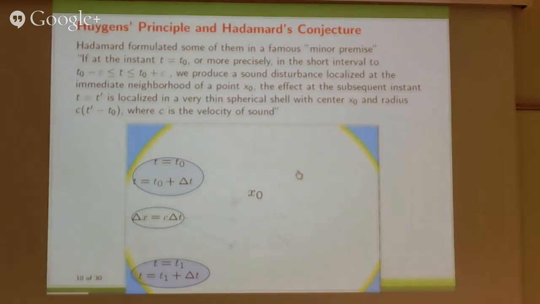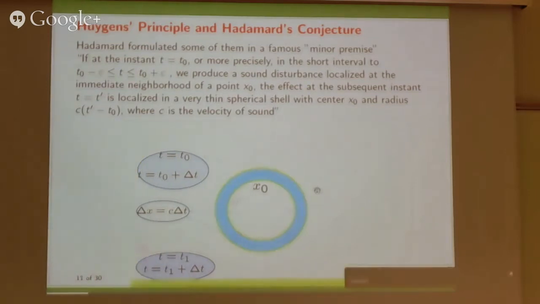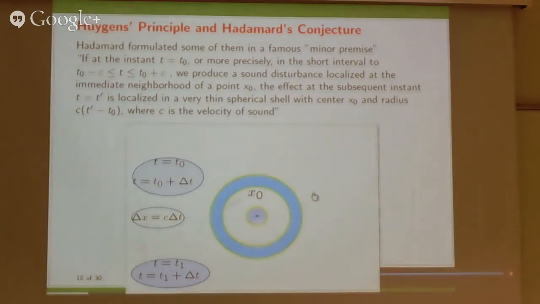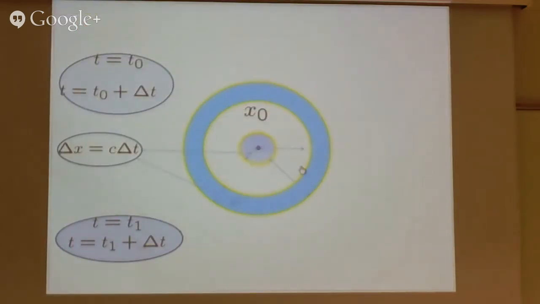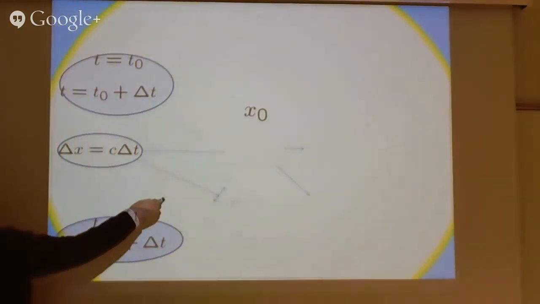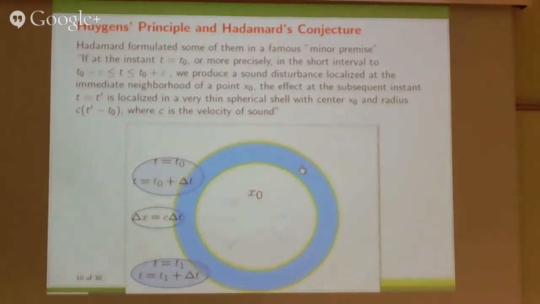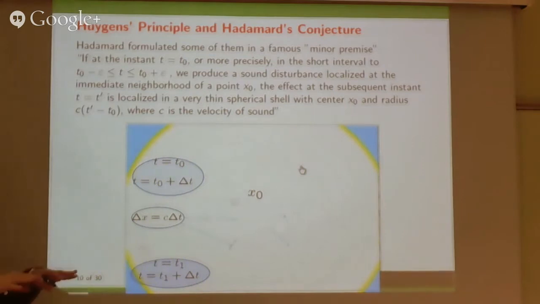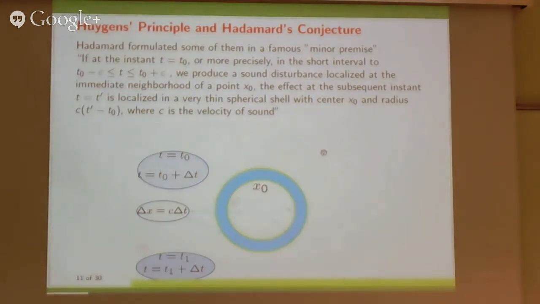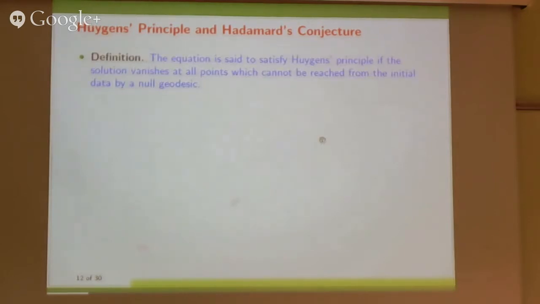And this is what is called Huygens' principle. That means in some point we have some sound, and then the sound disappeared after some time. It does not stay there forever. And I will show more mathematically how it looks when we use explicit formulas for solutions.